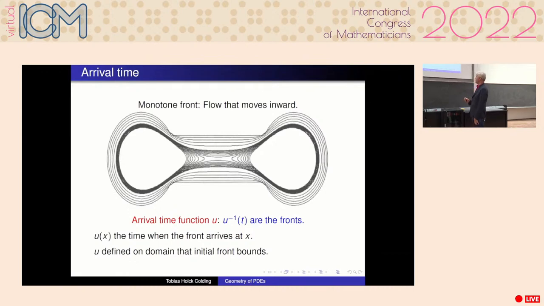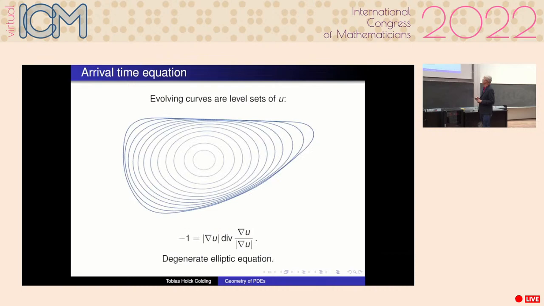The arrival time function has the property that the level sets of the arrival time function are exactly the fronts. And in this case, the arrival time function is going to be defined on the domain that the initial front is bounding.